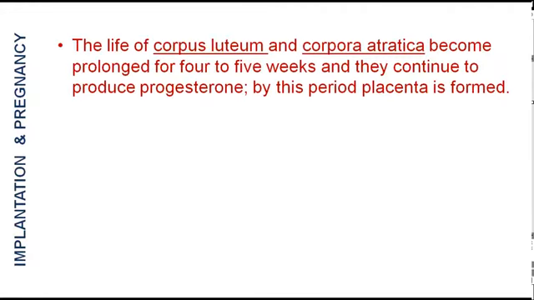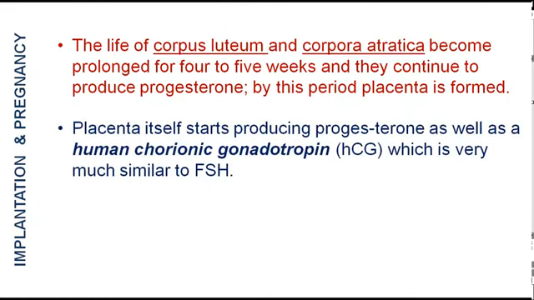So you have learned that the life of corpus luteum and corpora adriatica become prolonged for 4 to 5 weeks and they continue to produce progesterone. By this period, placenta is formed. Placenta itself produces progesterone as well as human chorionic gonadotropin, HCG, which is very much similar to FSH.